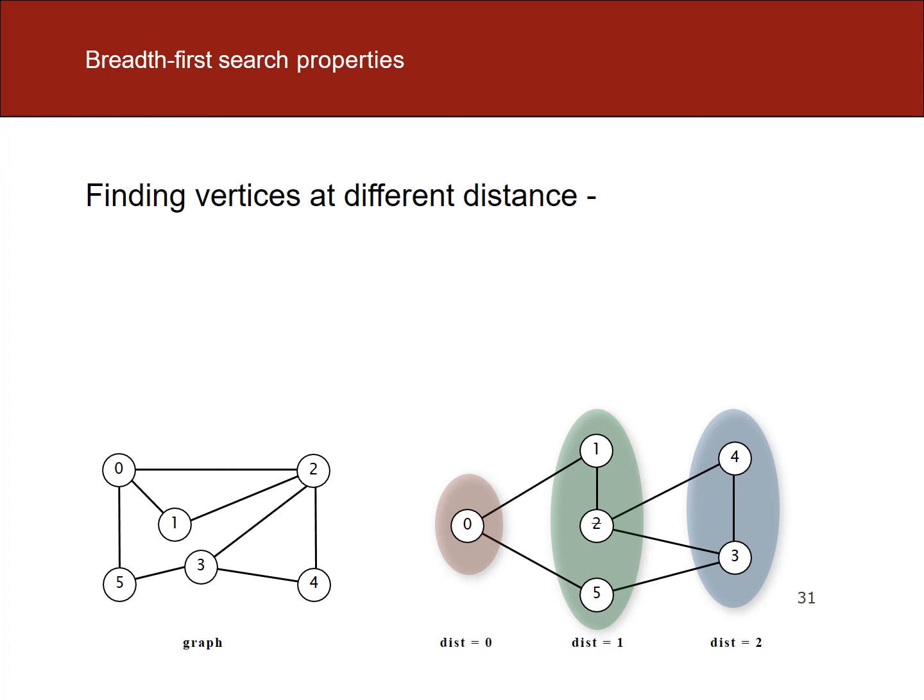Now finding vertices at different distances is also done by BFS. If I start from here, I know that all these vertices can be visited at a distance of 1, and these vertices can be visited at a distance of 2. So BFS can be used to find out the friends who are at a distance of 1, friends at a distance of 2, and so forth.